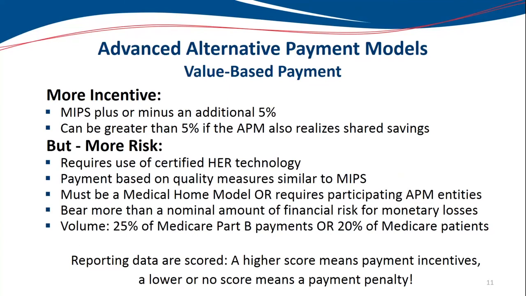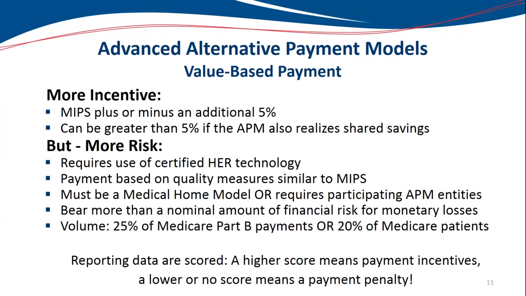They are required to be a medical home through the medical home payment system that CMS has in place, and with the qualifications that they have to follow, it requires that the participating alternative APM entity has to meet certain requirements. It has to have a certain volume of 25% of Medicare Part B payments or 20% of Medicare payments. So it has to commit to a minimum volume of Medicare patients they're caring for, and they bear more than a nominal amount of financial risk for their monetary losses.